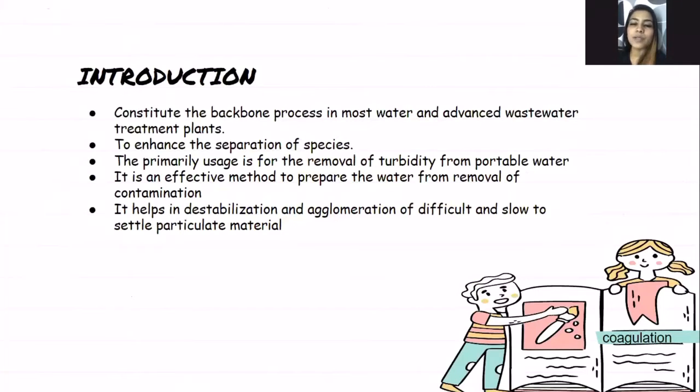So let me explain the introduction of coagulation. What is coagulation? It consists of the backbone process in most water and advanced water treatment plants, and it enhances the separation of species. The primary usage is for the removal of turbidity from potable water, and it is also an effective method to prepare the water by removing contamination. Lastly, it helps with the destabilization and accumulation of difficult and slow to settle particulate material. This is the introduction of coagulation.